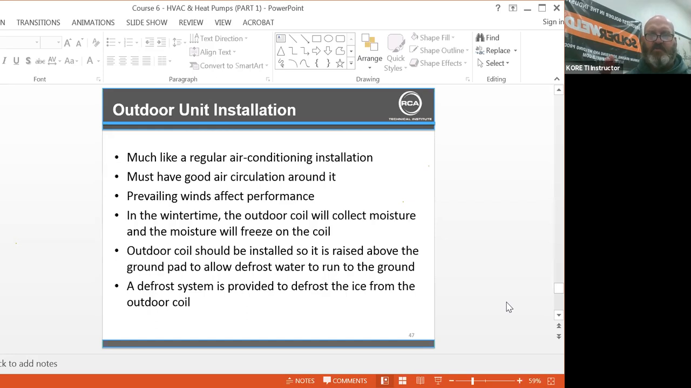You guys have seen pictures where the condensing unit is encased in ice. That's usually an indication that your defrost circuit is not working.